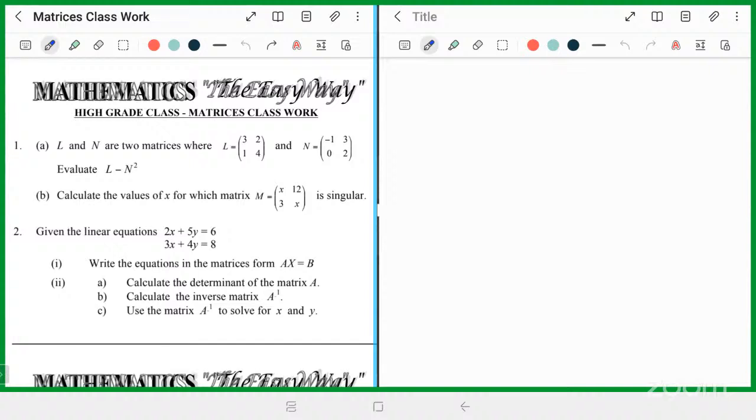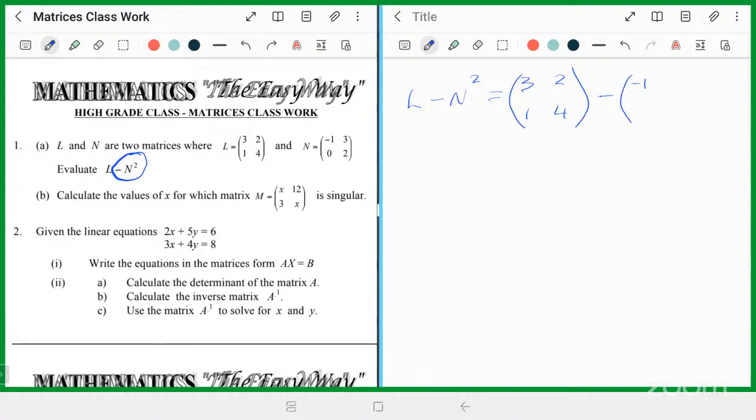Question 1A. L minus N squared is going to be the L matrix, which is 3, 2, 1, 4, minus N squared. Now, N squared does not mean you're going to square each entry of N. It means you're going to multiply N by itself, N times N. So that's going to be minus 1, 3, 0, 2 times minus 1, 3, 0, 2.